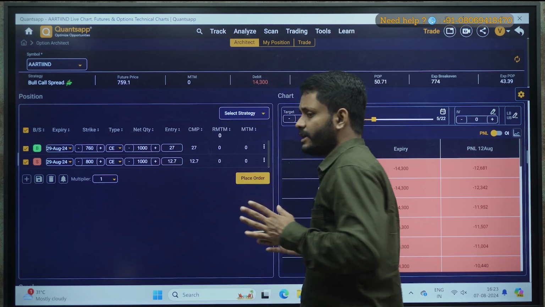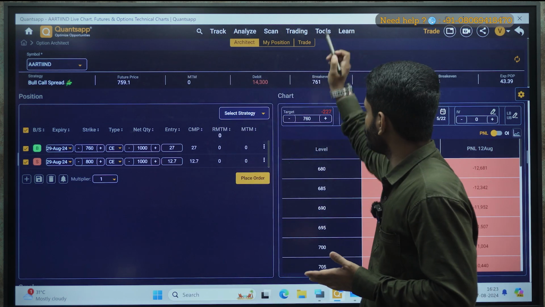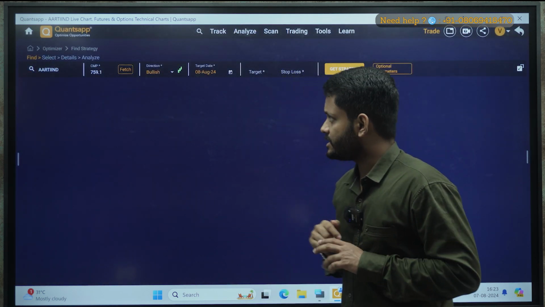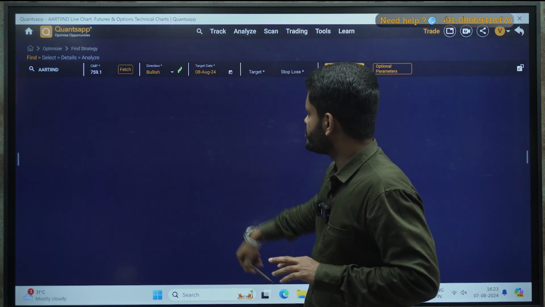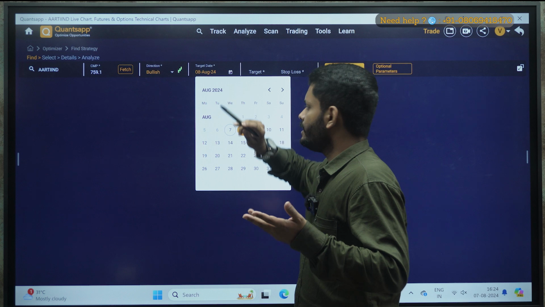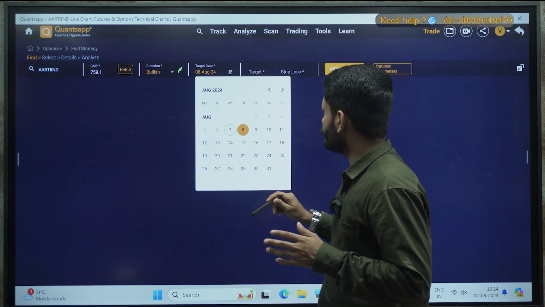Or else, one more thing you can do is, if you don't want to create a strategy on your own, go to trading, go to optimizer, find strategy. Aarti Industries, current market price automatically fetched. Direction is bullish, keep it as bullish. Target date, say you are expecting the target in the next 5 days, 10 days. Again, you simply have to plot it.